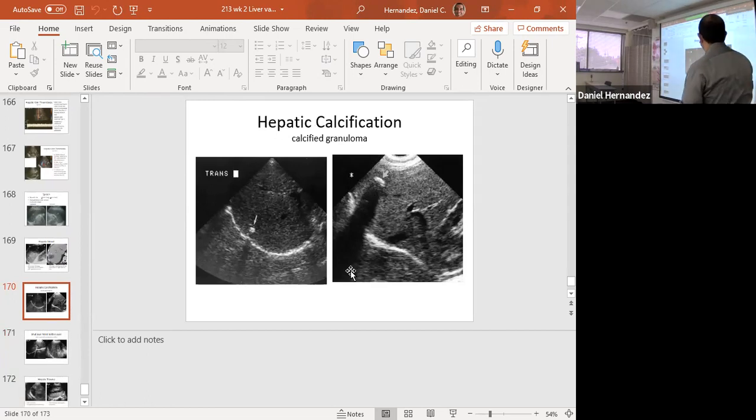You can also have development of hepatic calcifications. These are calcified granulomas. So when something becomes highly calcified, we will have posterior shadowing. Similar to gallbladder calculi, these are going to shadow as well. When we put our color on, we should also be able to demonstrate twinkle artifact in these structures. It's always good to image in multiple planes.